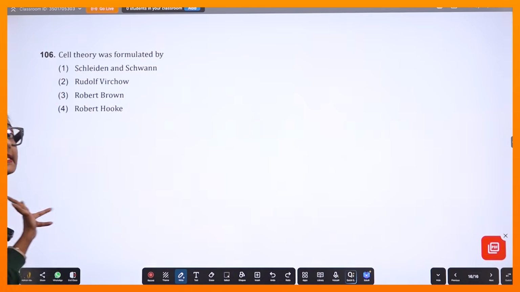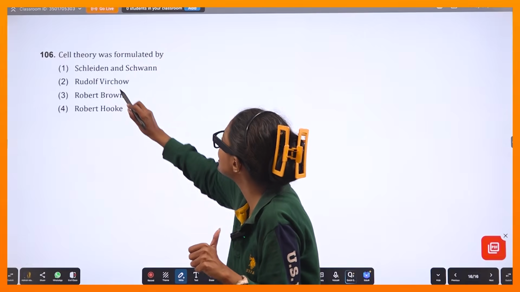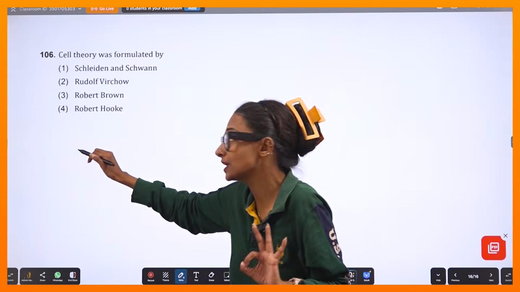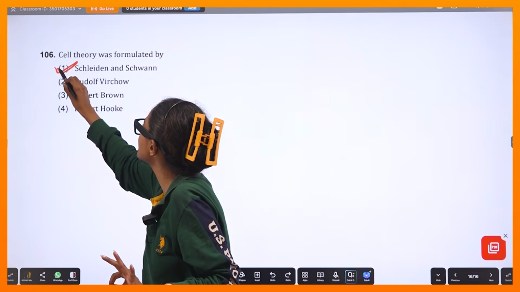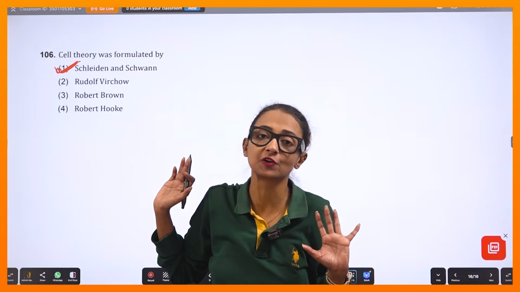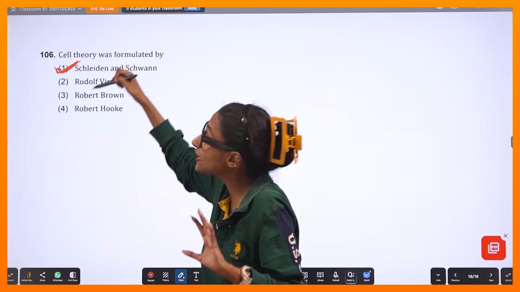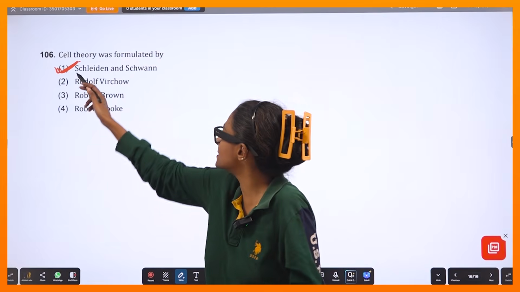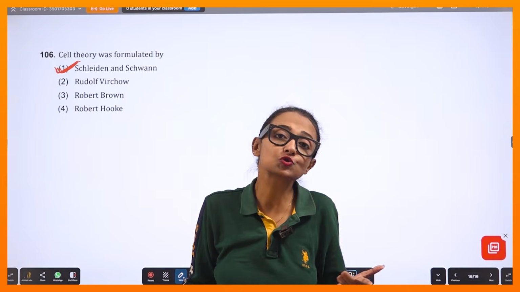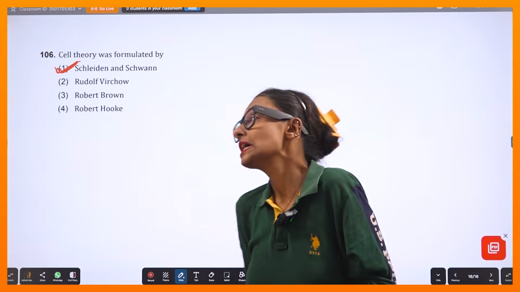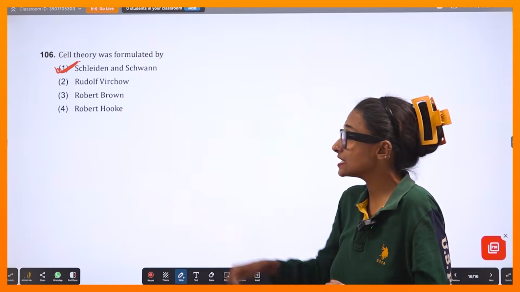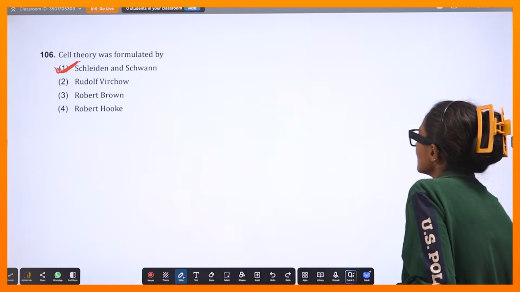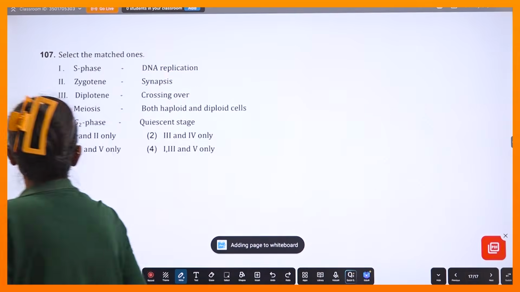Cell theory by Schleiden and Schwann. Right? And it was modified by Rudolf Virchow. Here they have said who formulated it, who propagated the idea. These two fellows, and Rudolf Virchow modified it. So first option. All right, let's move on.